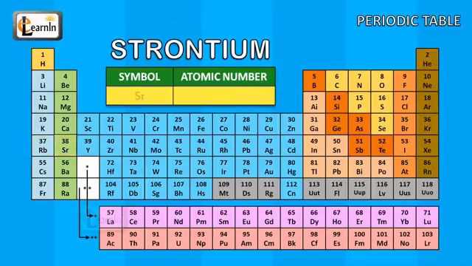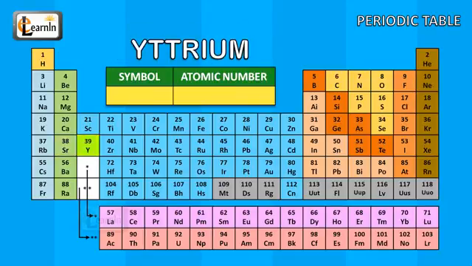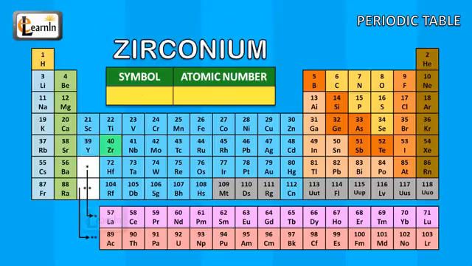The element strontium is represented as Sr and has an atomic number of 38. The element yttrium is represented as Y and has an atomic number of 39. The element zirconium is represented as Zr and has an atomic number of 40.